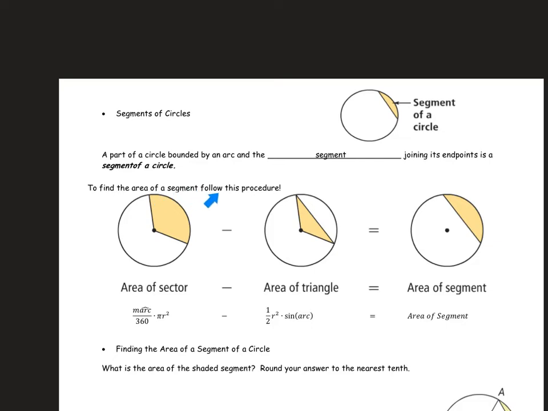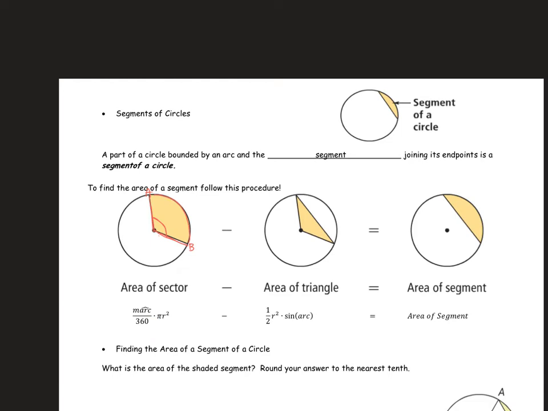The area of the segment follows this procedure. We've already spent time talking about how we find the area of a sector. If I call this sector AB, I need to find the measure of arc AB, and the measure of that arc is the measure of this central angle. So I take the measure of that arc, divide it by 360, and multiply it by the area of a circle, pi times radius squared.